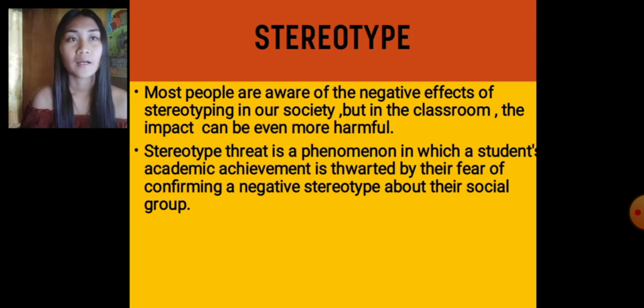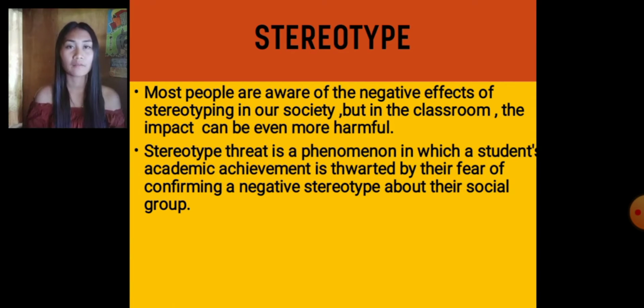So, stereotype. Most people are aware of the negative effects of stereotyping in our society. But in the classroom, the impact can be more harmful. Stereotype threat is a phenomenon in which a student's academic achievement is thwarted by their fear of confirming a negative stereotype about their social group. This can affect anyone, but is particularly prevalent in members of underrepresented groups or those wrongly assumed to be academically inferior.